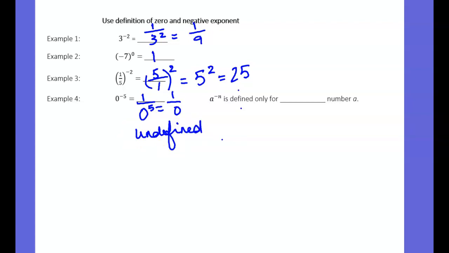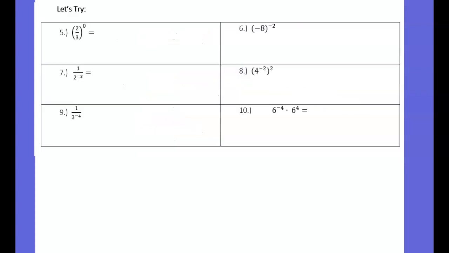So that leads us to our rule that a to the negative n is defined only for non-zero a. Okay, so it can't be 0. It can be anything else, but it can't be 0. Okay, so 5 is easy. 2 to the third is going to be 1. Okay, 6 is going to be 1.